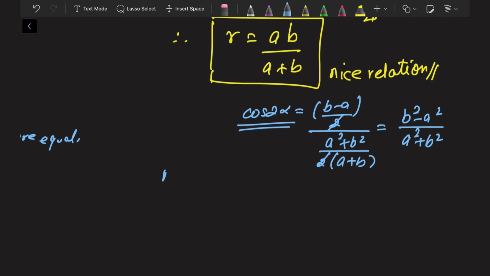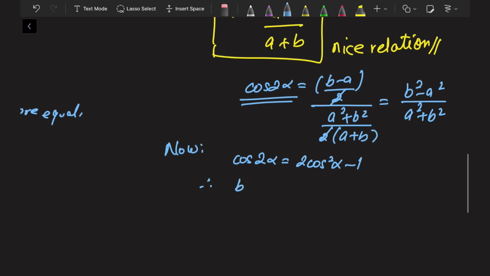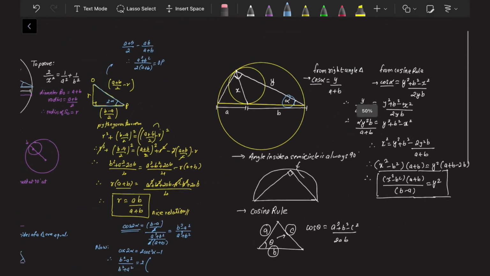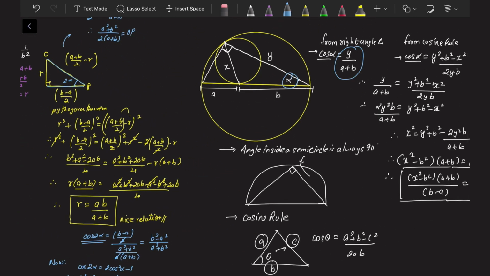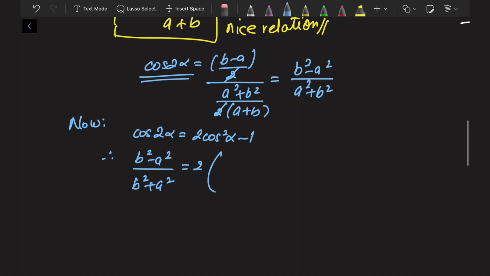Now look carefully. We have this trigonometric identity that cos 2 alpha is 2 times cos square alpha minus 1. The value of cos 2 alpha is clear to us, and it is (b square minus a square) upon (b square plus a square). It's a square plus b square, no matter. Now what is the value of cos alpha? Look carefully, the value of cos alpha in simpler terms was y upon (a plus b). So let us use that.